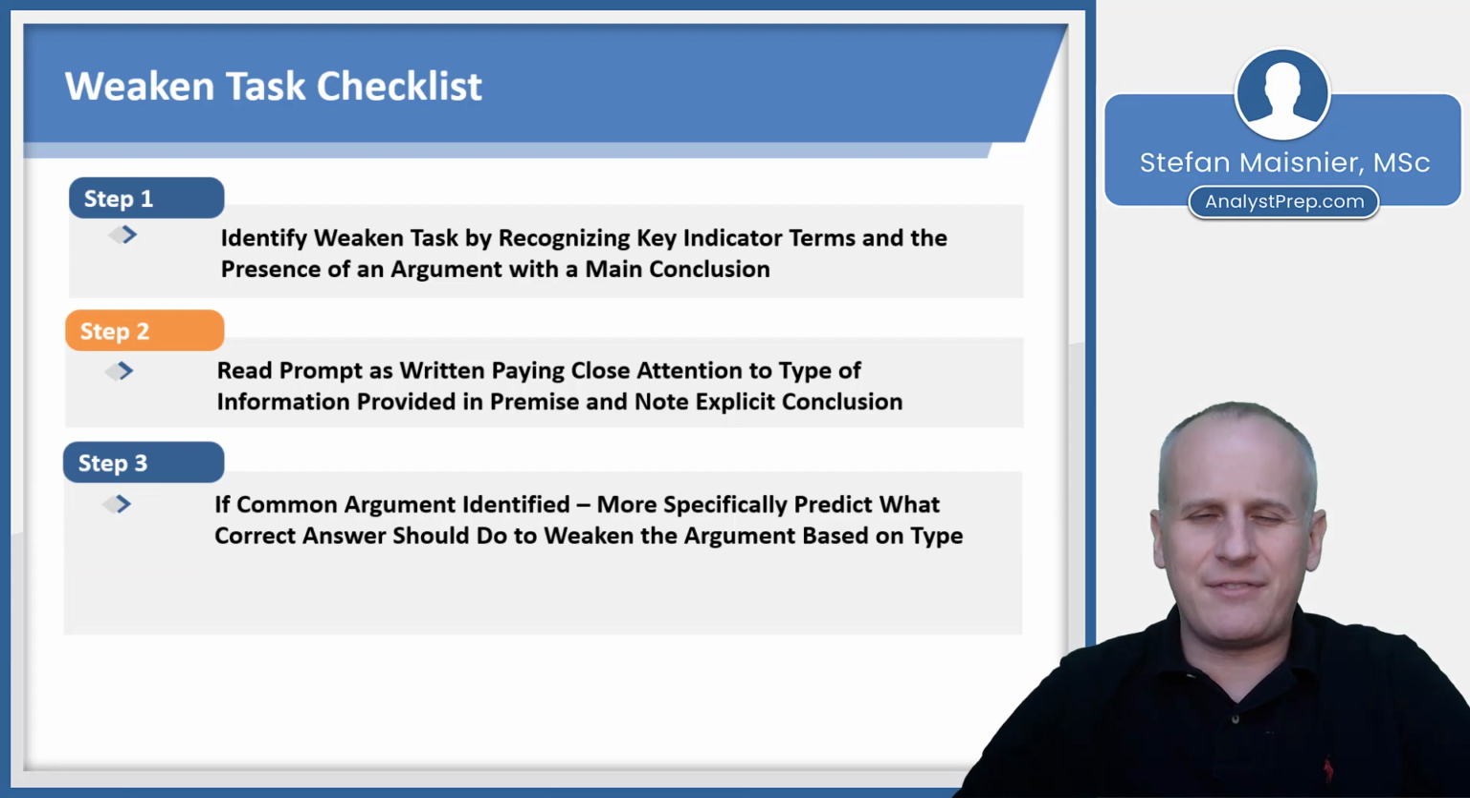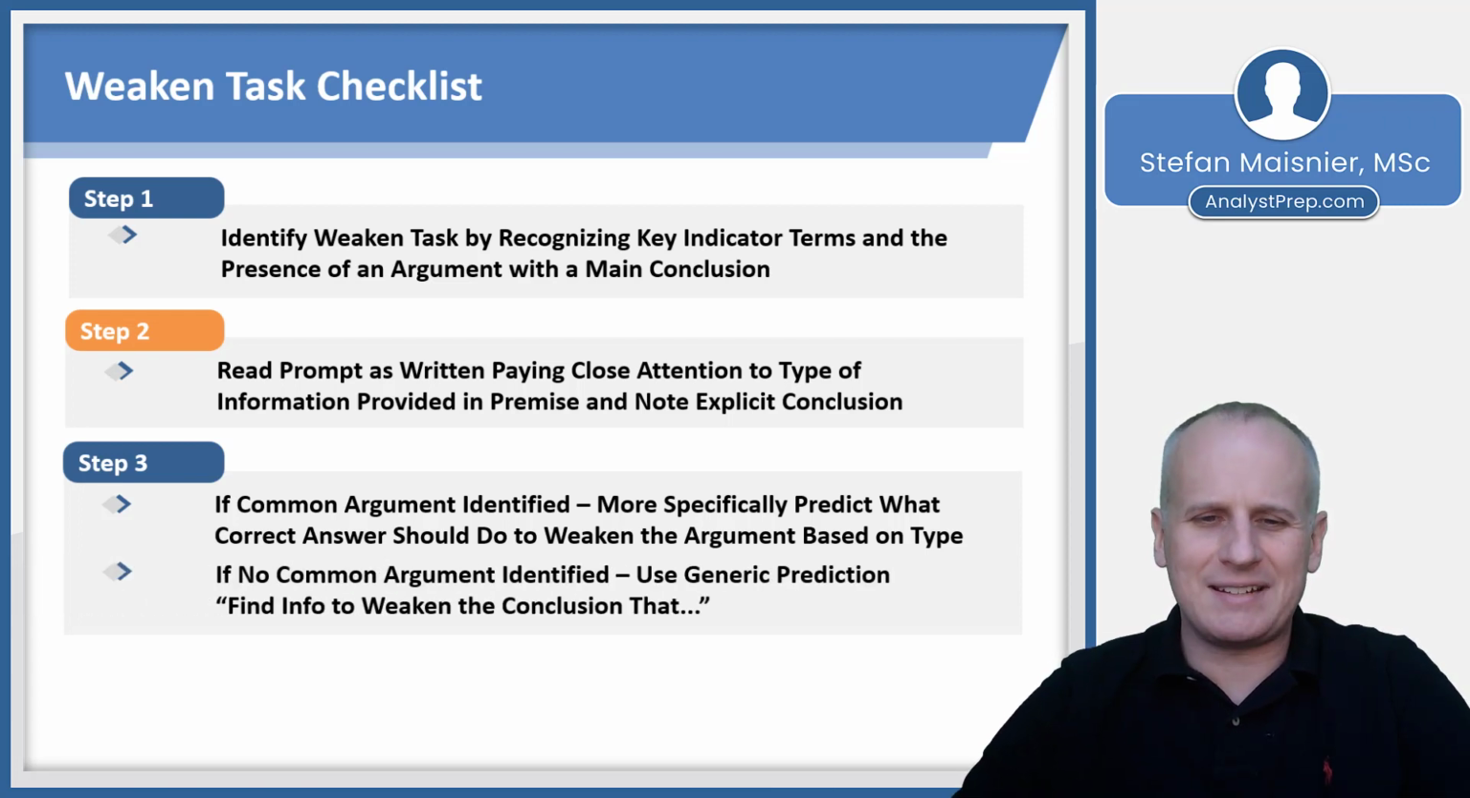Then, if you've identified a common argument type, you want to specifically predict what the correct answer should do to weaken the argument based on the structure that you've identified. But if you can't identify a common argument structure, you can just use our generic prediction of find information to weaken the conclusion, whatever the conclusion is.